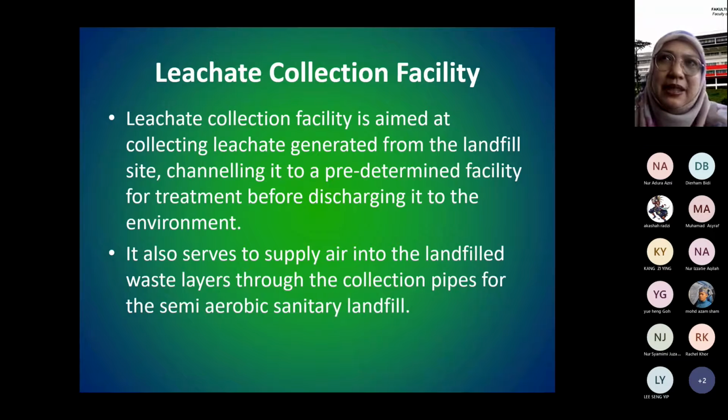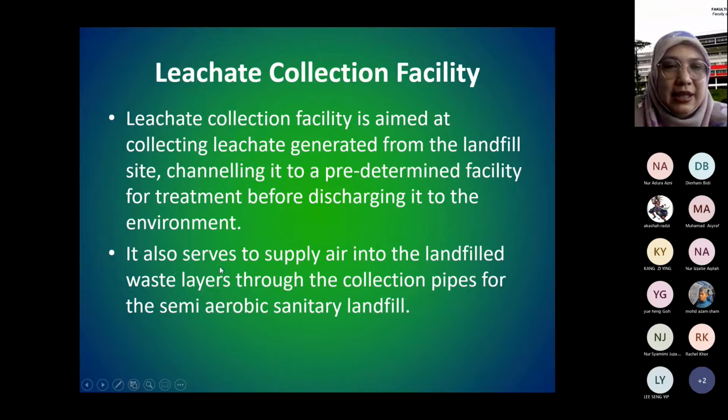Sometimes this leachate will be collected and recirculated back into the landfill cell. It means they are using the leachate to introduce the microorganisms in the leachate, so as to enhance the biodegradation process in the landfill cell. Some of the operators will be using that. The one in Kuala Lumpur, Bukit Tagar Landfill, they are doing zero discharge, meaning that the treated leachate will be recirculated back into the cell.